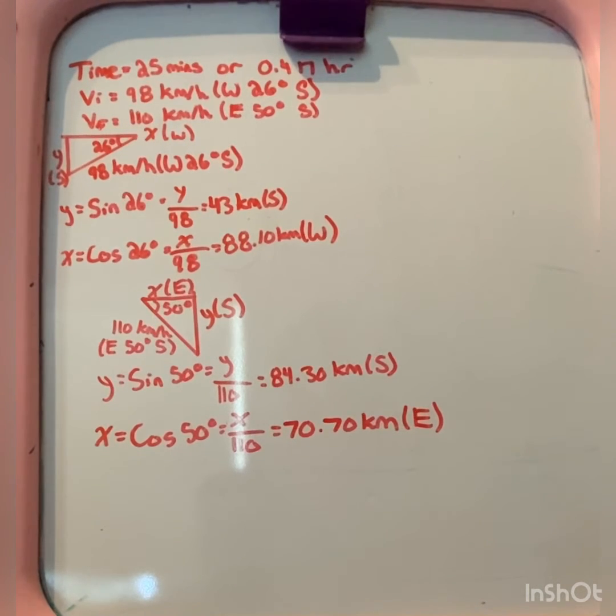For the x vector, we need to use the equation cosine theta equals adjacent over hypotenuse. But also, since we are missing the adjacent value, we need to multiply the hypotenuse value, which is 110 kilometers per hour, by cosine 50 degrees. And we will get 70.7 kilometers east, and this will be our x value.